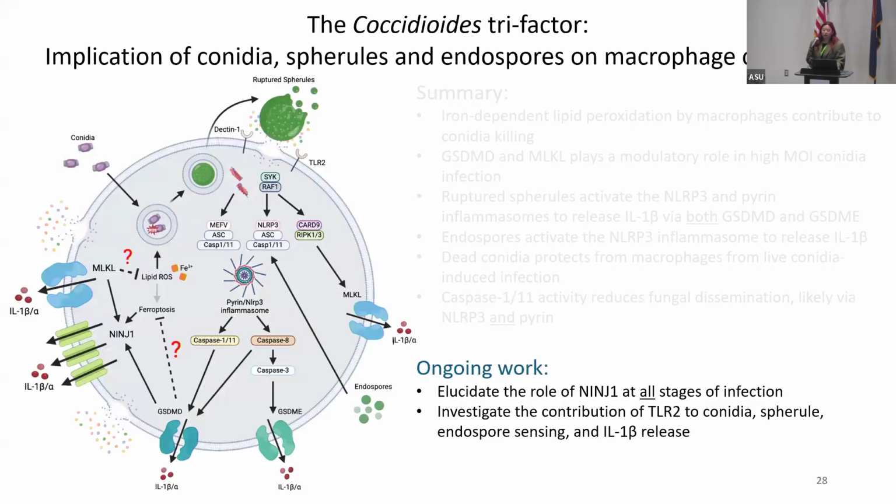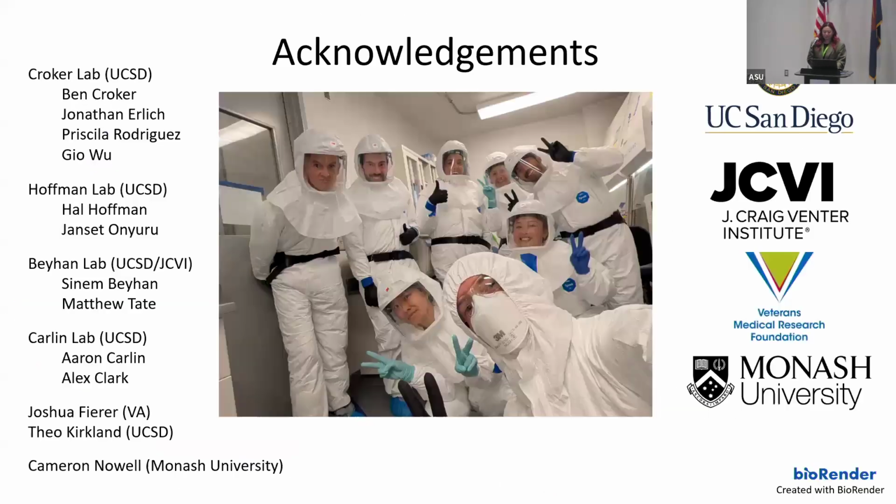So, ongoing work: I mentioned NINJ1 earlier. We're really interested in the role of NINJ1 in the absence of gasdermin D and MLKL, and how it might compensate for the loss of those two other pore-forming proteins. And lastly, we'll also be looking at the contribution of TLR2 to conidia, spherule, and endospore sensing and IL-1 beta release. And this is our team. Thank you.